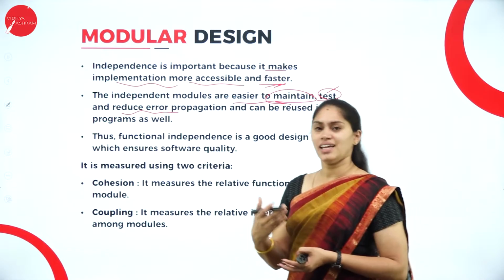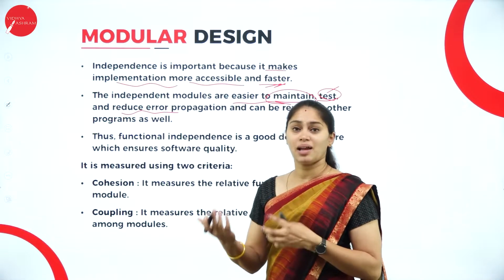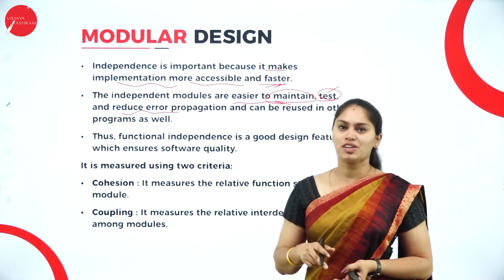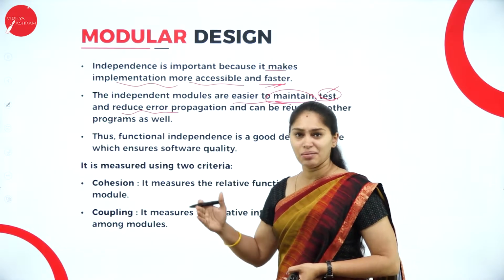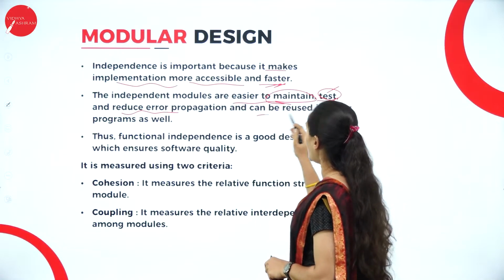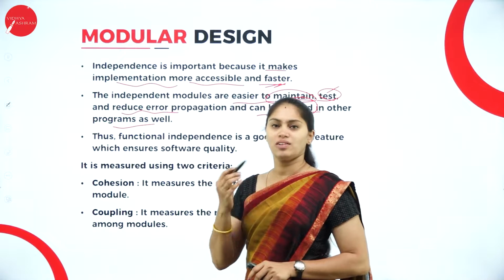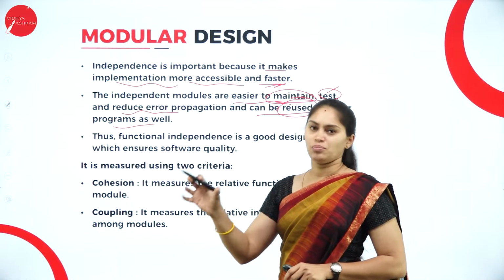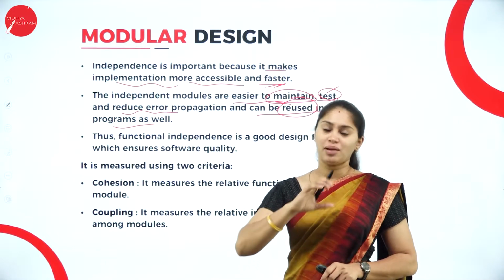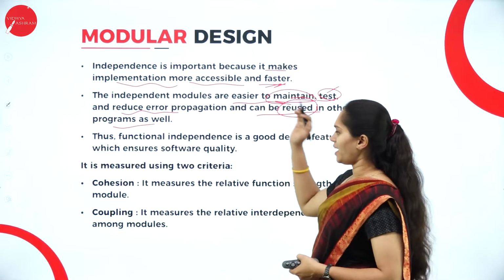If you are getting any errors in M2, and M1 is depending on M2, then M2's errors are also going to affect M1. When there is independence of a function, error propagation will be less, and it can be reused in other programs as well. So if I want to use M1 in program 1, or M2 in program 2, we can reuse it. That is the main advantage.